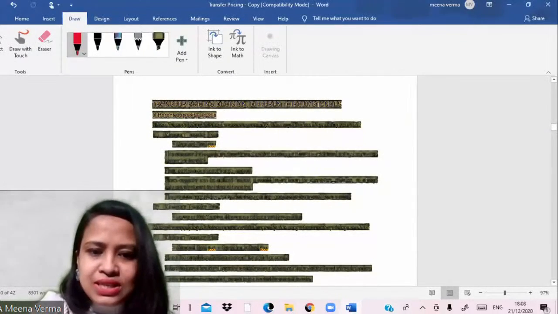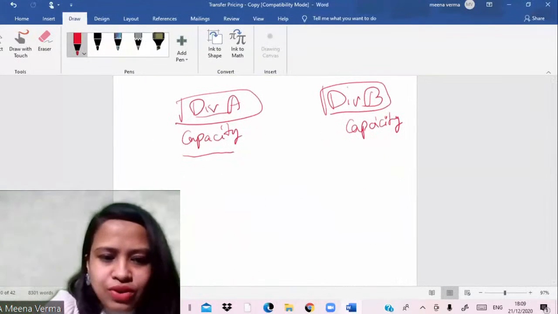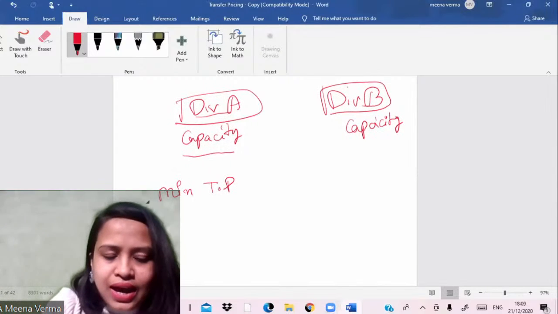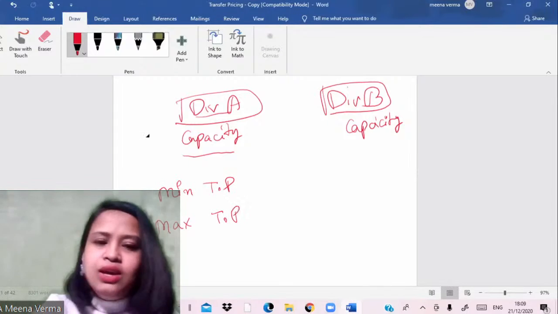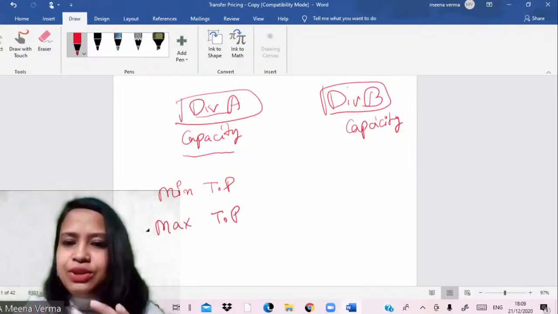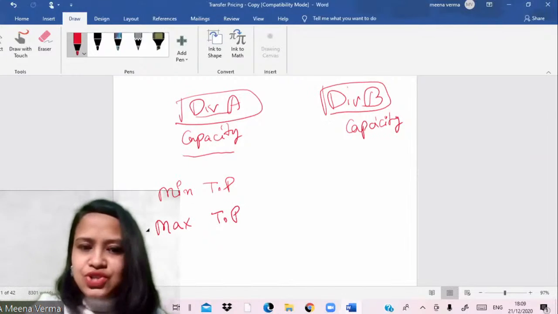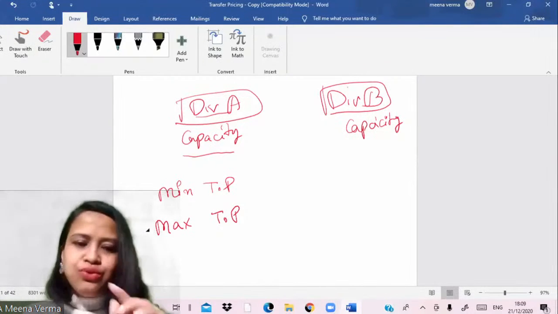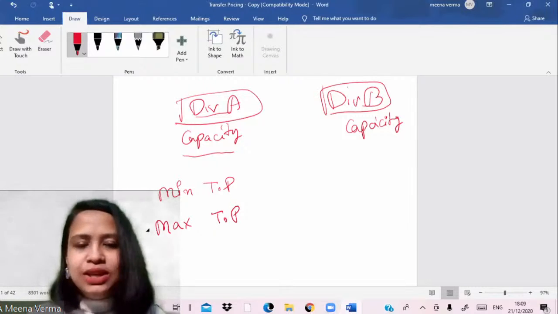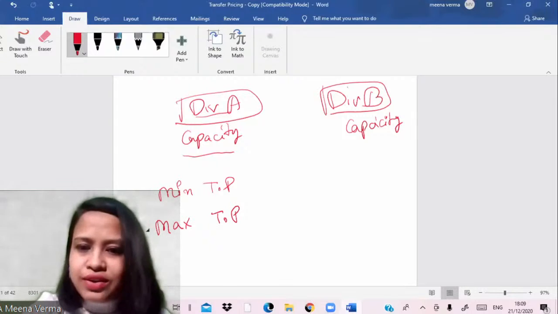Now, in case you have spare capacity, I'll say unused capacity in your organization, then what will be the transfer price? In such a case, what will be the minimum transfer price and what will be the maximum transfer price? See, division B always wants to keep the transfer price as the minimum, and division A always wants to keep it as the maximum. So we will try to find a range between the minimum and maximum transfer price. Remember, this is what we have already discussed.